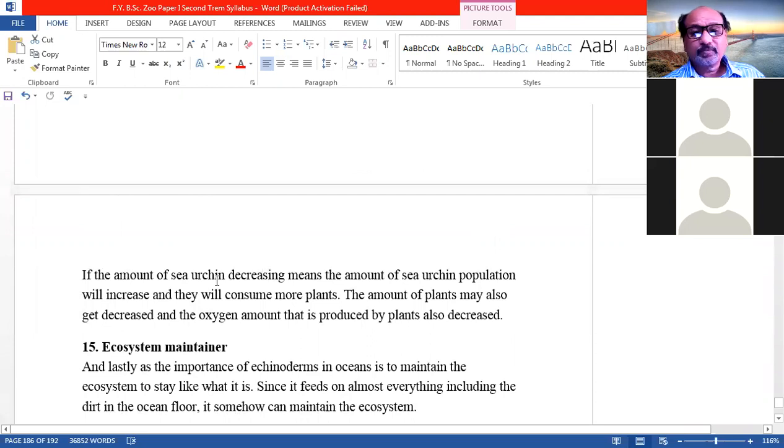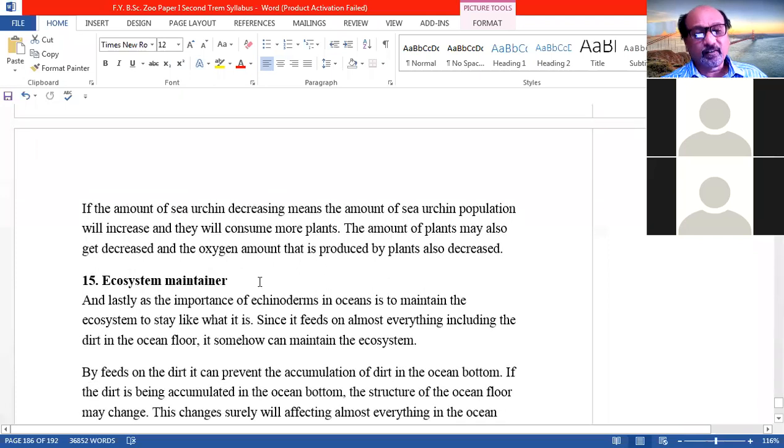If the amount of echinoderms decreases, the amount of sea urchins will increase and they will consume more plants. If more plants are consumed by the sea urchins, then the oxygen level decreases. So by maintaining the sea urchins, the plant level is balanced, and so the oxygen is balanced. So they are known as the oxygen maintainers.